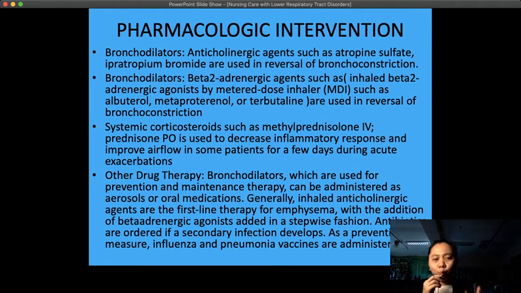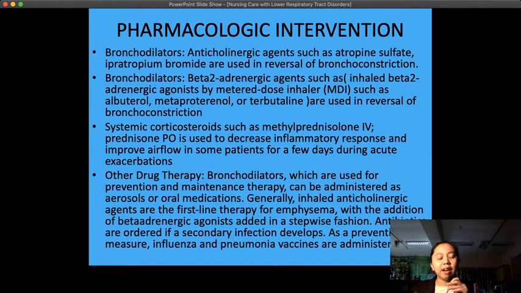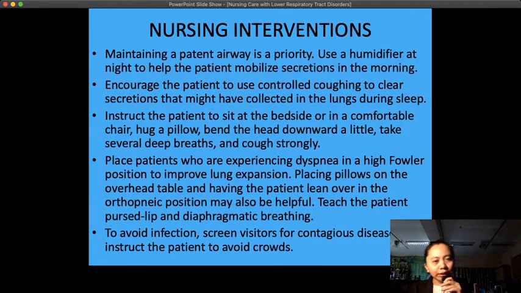Okay, so which will come first, the bronchodilators or the steroids. Okay, so you should know those things. What are the antidotes? Okay, in cases of emergency. So if there is infection, naturally antibiotics will be given. Okay, and as a preventive measure before they get sick, we have influenza and pneumonia vaccines. Okay? So nursing intervention.